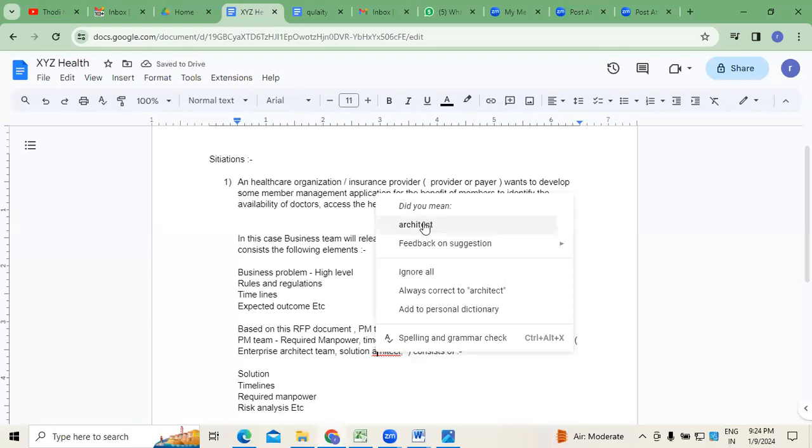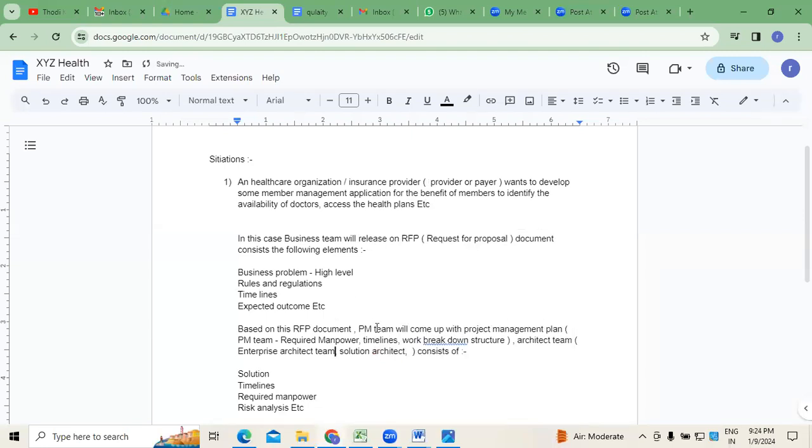What is an enterprise architect again? This enterprise architect is a combination of four. One is business architecture. Second is application architecture. Third is systems architecture. Four is data architecture.